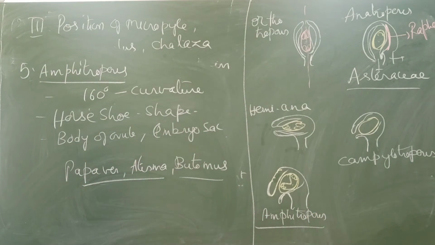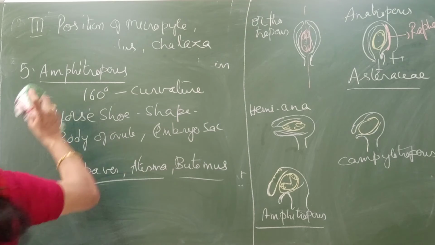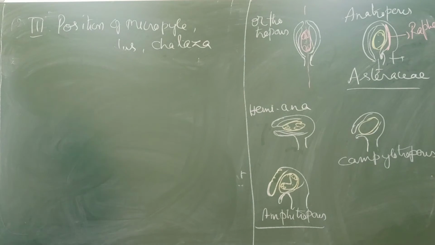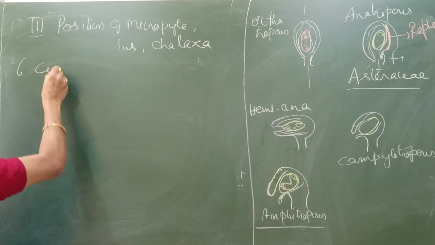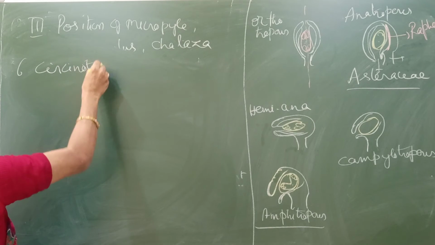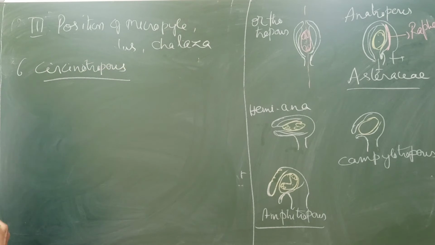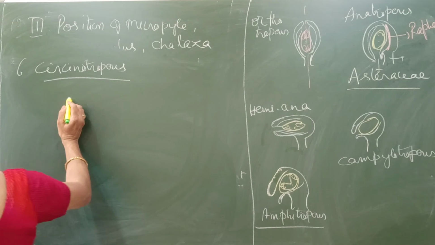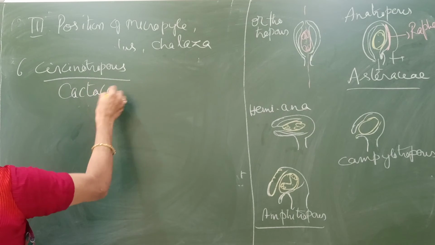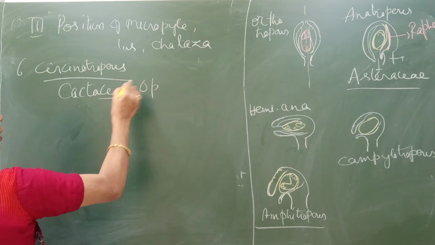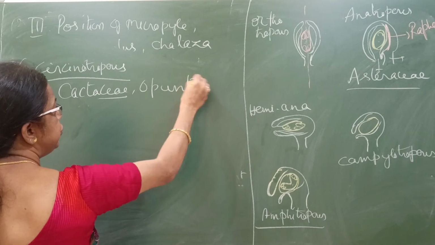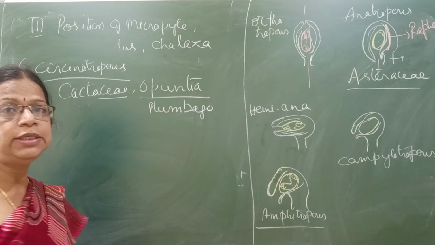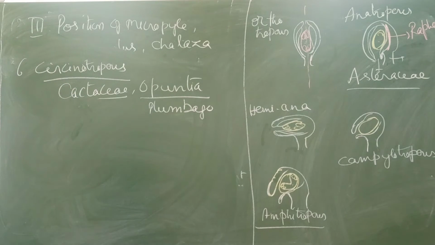Okay, now the last type of ovule here. The sixth type is called the sarcinotropous ovule. This is found, for example, in Cactaceae members like Opuntia and Plumbago.